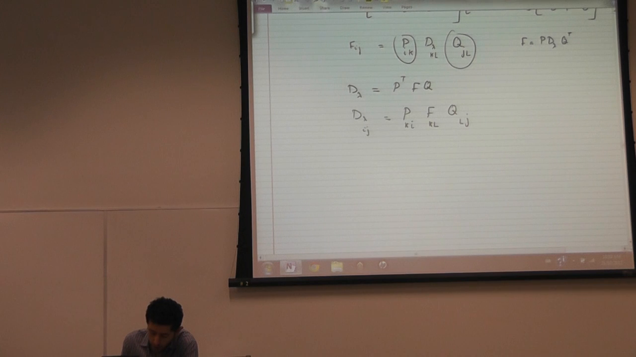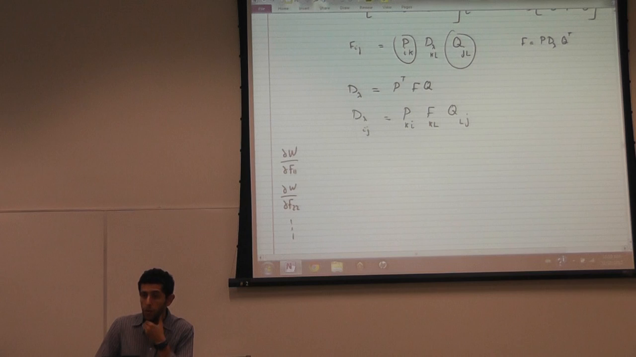Now I'm looking for partial W by partial F11, partial W by partial F22, and so on, because these will give me the matrix. Partial W by partial F11 will give me the first component, P11. Partial W by partial F22 will give me the second component. You might not find this in the older text. Okay? You might not find this in the older book. So, it's just a few pages you should copy.